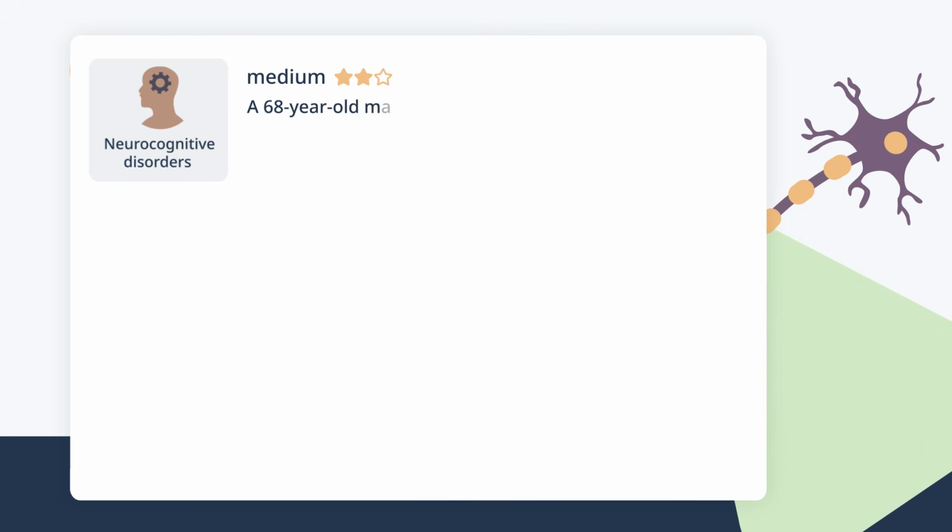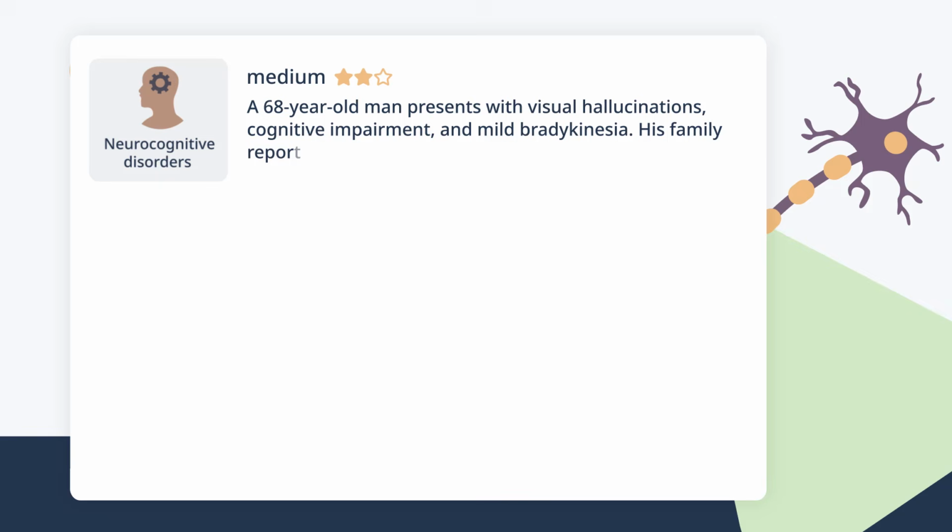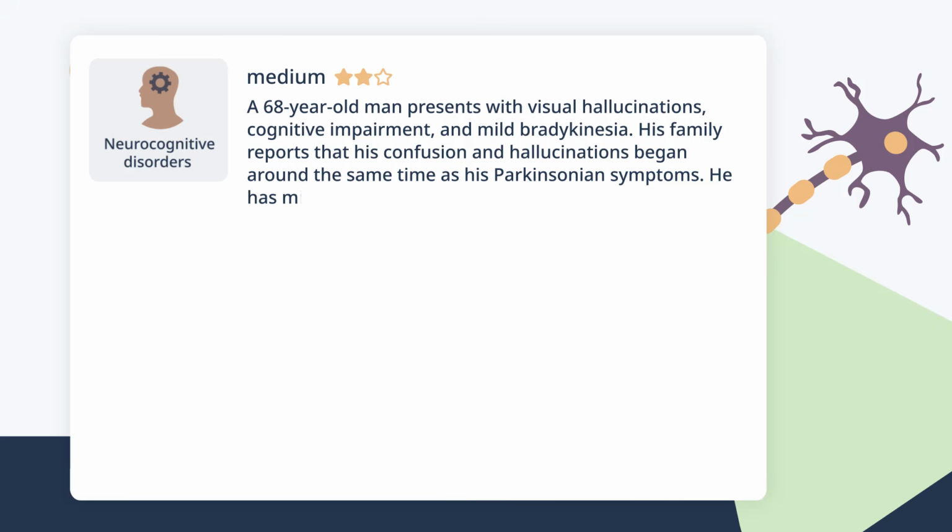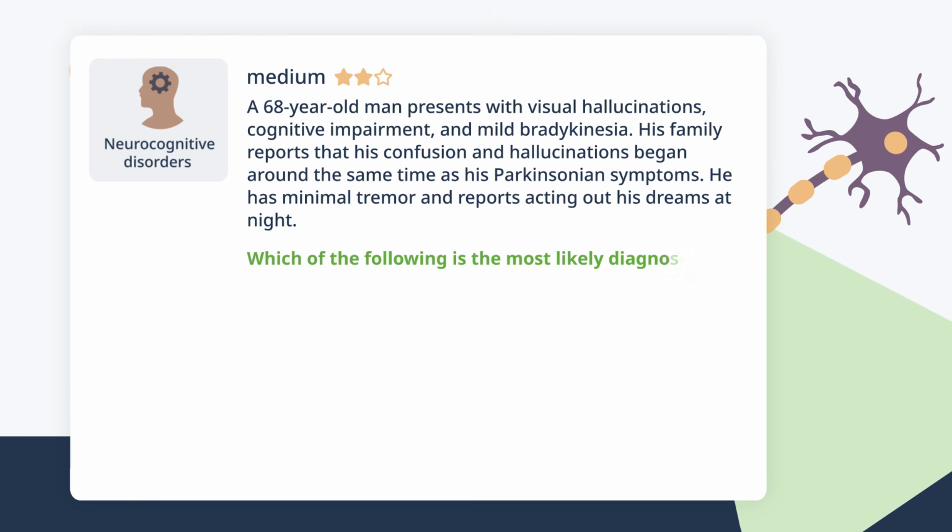A 68-year-old man presents with visual hallucinations, cognitive impairment, and mild bradykinesia. His family reports that his confusion and hallucinations began around the same time as his Parkinsonian symptoms. He has minimal tremor and reports acting out his dreams at night. Which of the following is the most likely diagnosis?